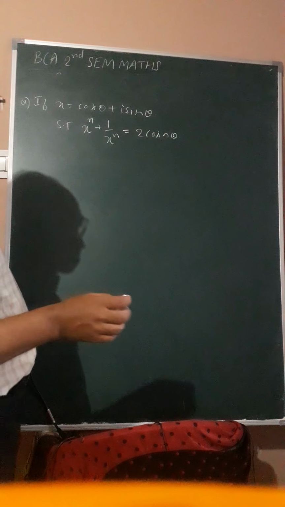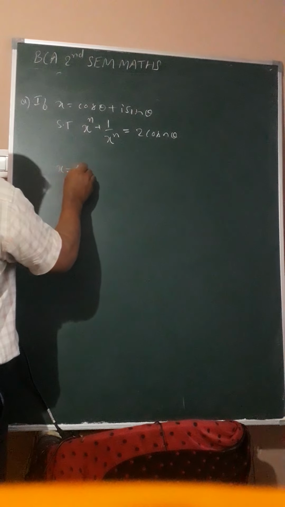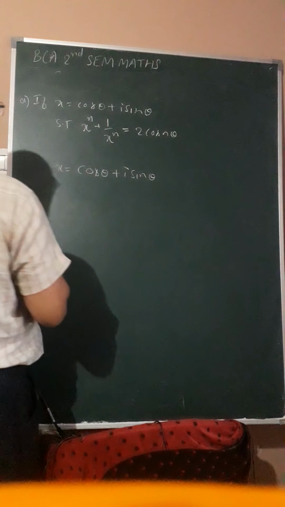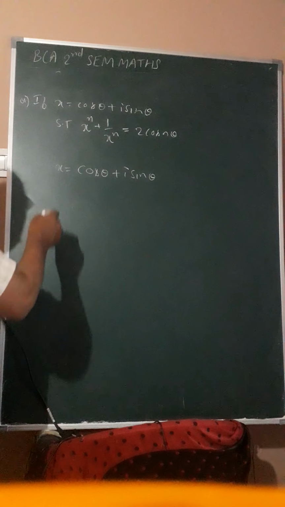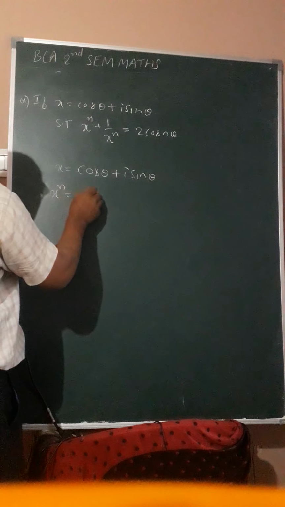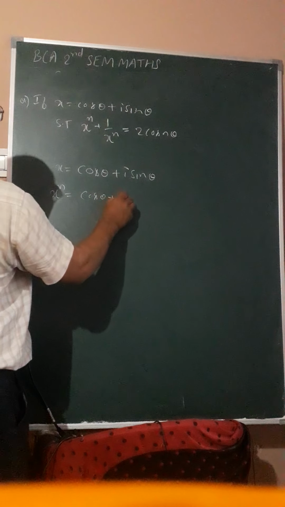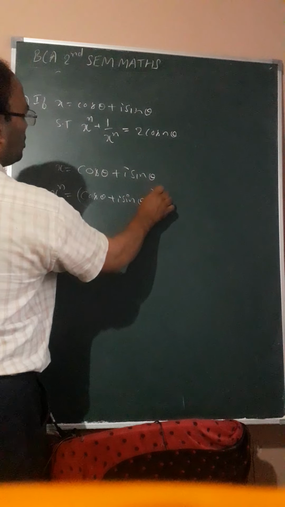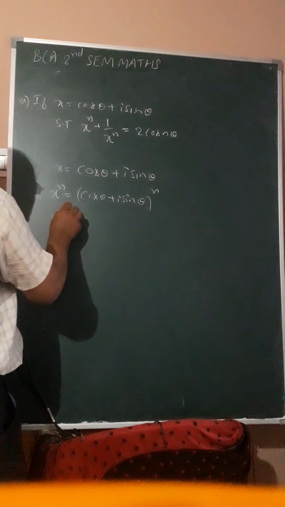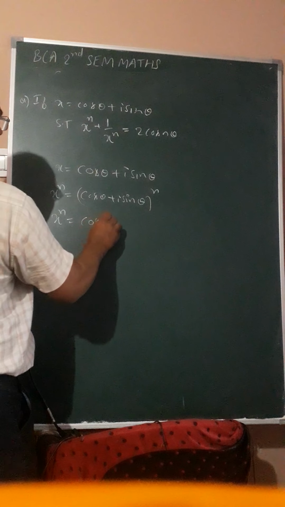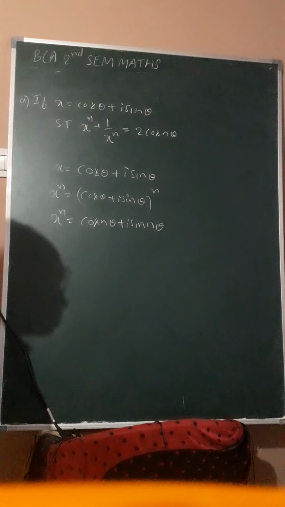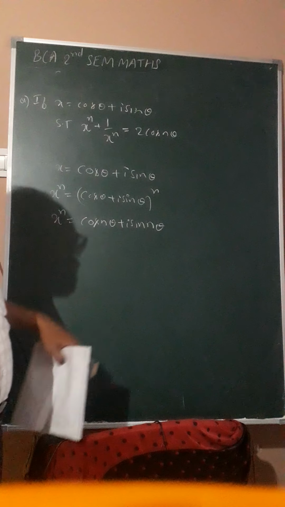Consider x, that is x is equal to cos theta plus i sin theta. Taking powers on both sides, x to the power of n is equal to (cos theta plus i sin theta) whole to the power of n. Applying De Moivre's theorem, x to the power of n is equal to cos n theta plus i sin n theta. Call this equation 1.